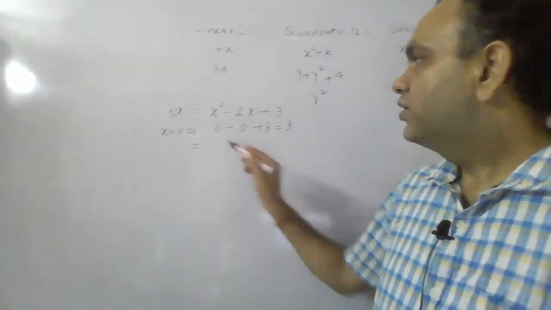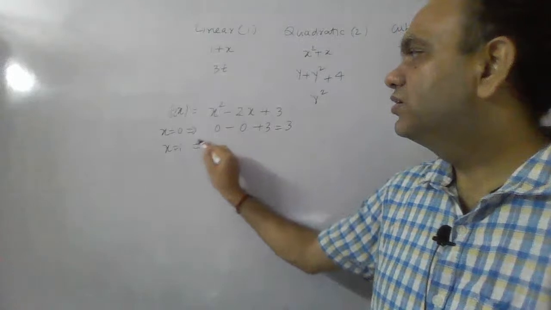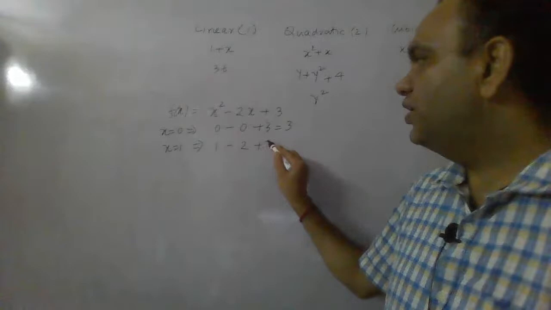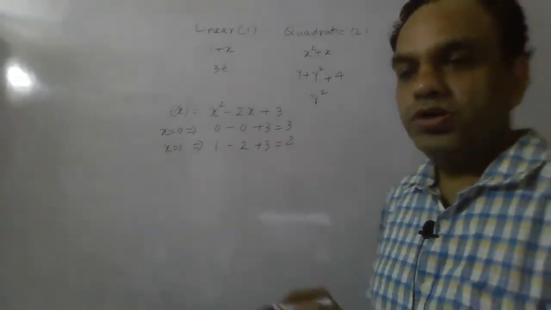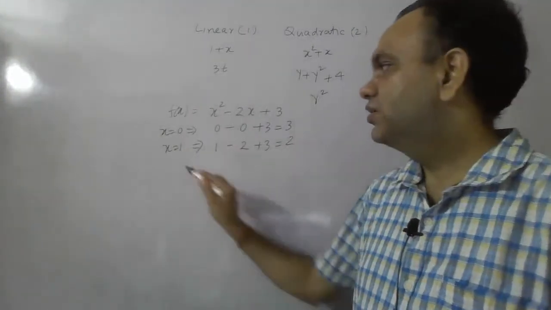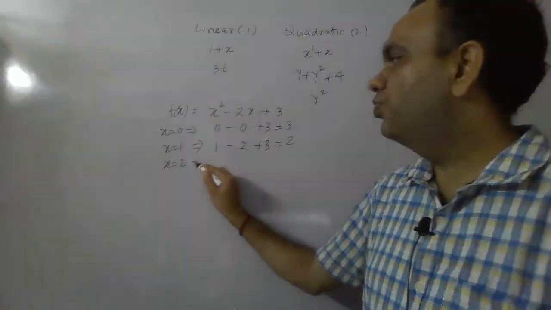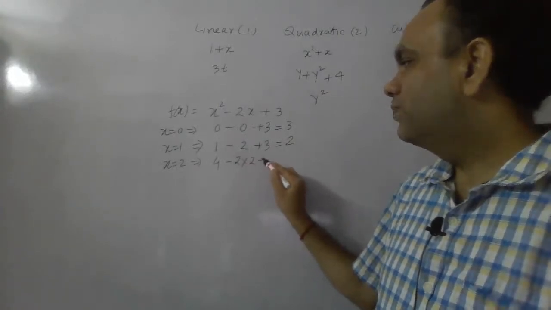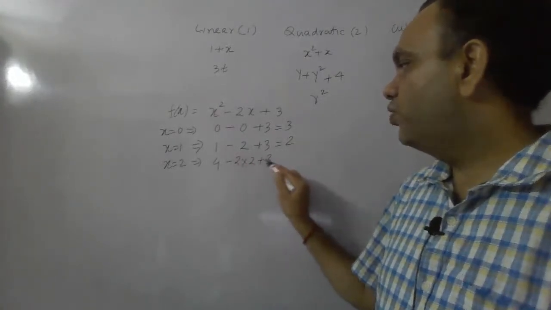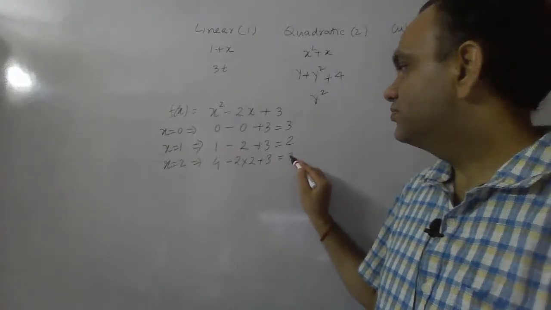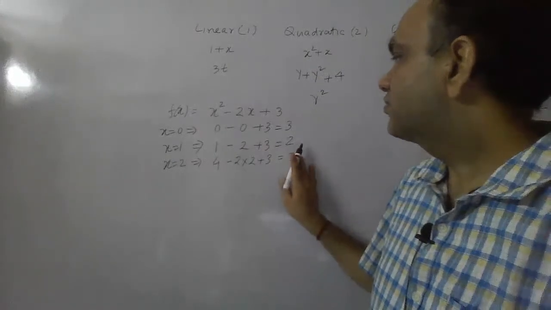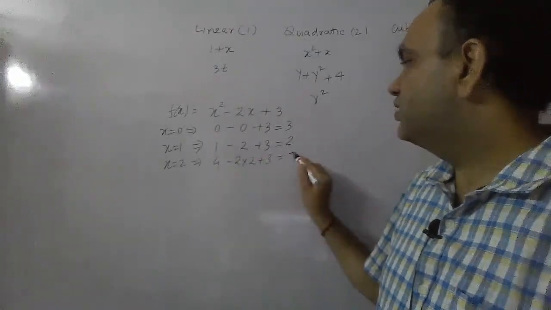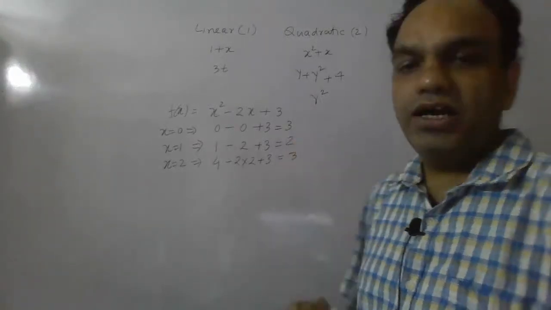If we put x equal to 1, then you'll find 1 square is 1, minus 2 plus 3. This value is 2. So again it is not zero. But if we put x equal to 2, 2 square is 4, minus 2 into 2, plus 3. 4 minus 4 is 0, plus 3 is 3. So none of these are zeros.